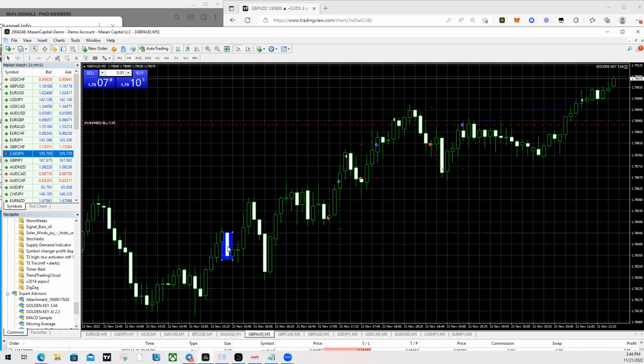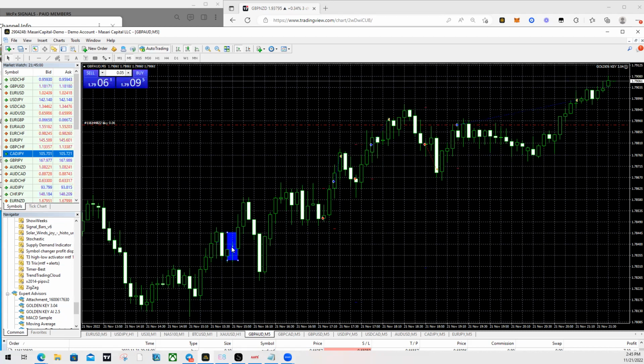So now, say for instance, your zone is here. It wasn't broken. This is why I love the EA. This zone was not broken. So guess what the EA does? If this zone is not broken, if it doesn't break the high or the low, 9 times out of 10, the zone is going to end up being smaller. Now your zone is smaller, right? Wasn't broken, even though the wick did break it. It closed back in the zone.